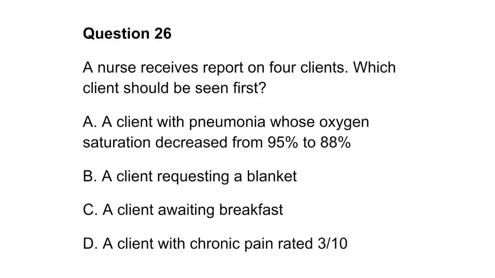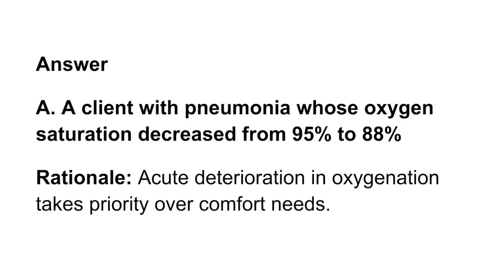Question 26. A nurse receives report on 4 clients. Which client should be seen first? A. A client with pneumonia whose oxygen saturation decreased from 95% to 88%. B. A client requesting a blanket. C. A client awaiting breakfast. D. A client with chronic pain rated 3 out of 10. Answer: A. A client with pneumonia whose oxygen saturation decreased from 95% to 88%. Rationale: acute deterioration in oxygenation takes priority over comfort needs.